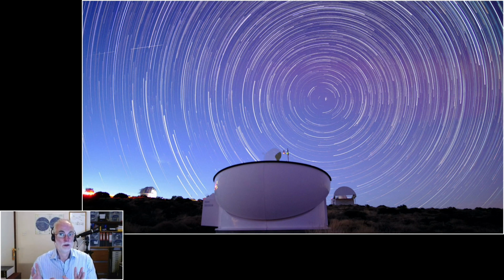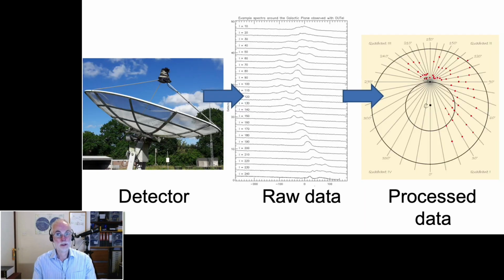So once you've got your data from your observing session, then there are some further steps to get to your scientific result. And so what I wanted to do at this stage was to think about the flow of information, if you like, the flow of data in an experiment like this.